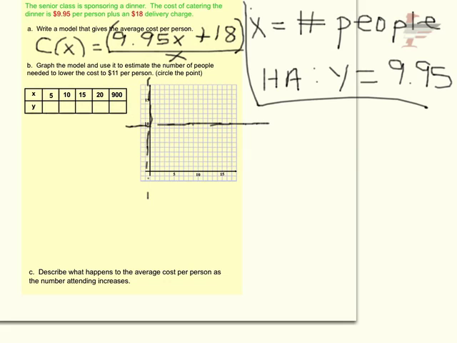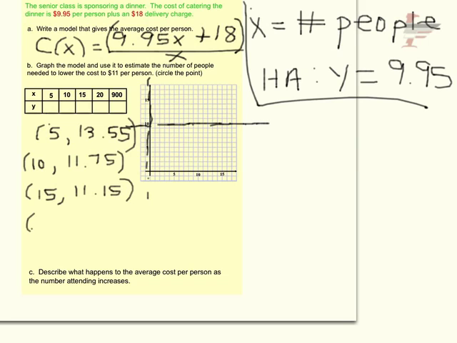I really didn't leave myself much room, but I'm just going to write out the points. When x is 5, y is $13.55. When x is 10, y is $11.75. When x is 15, y is $11.15. When x is 20, it's $10.85. So as x is getting bigger, our amount per person is decreasing, which makes sense. And finally, my large 900 value has a $9.97 average. So it's approaching $9.95, of course.